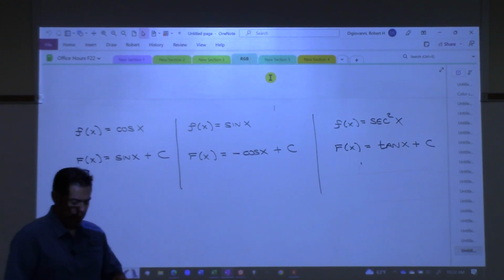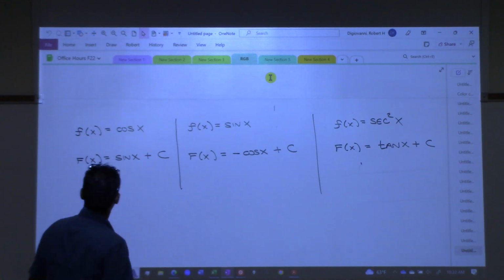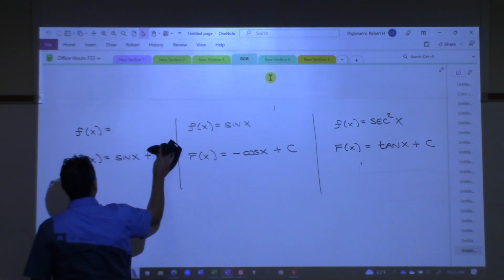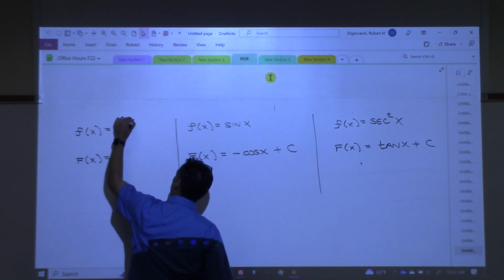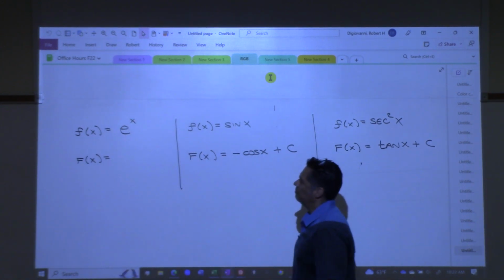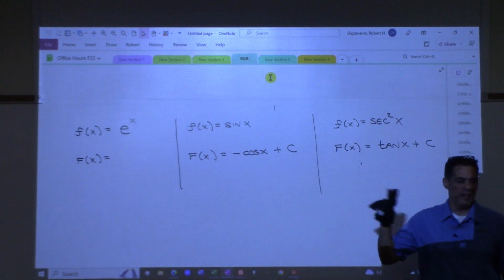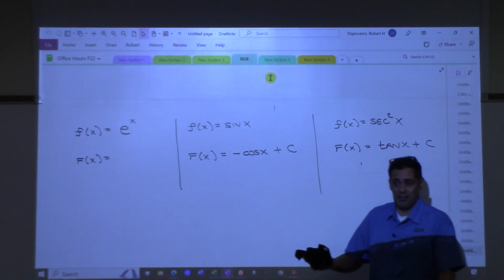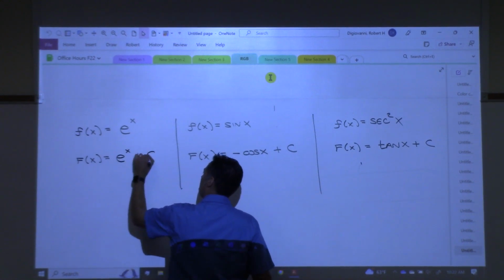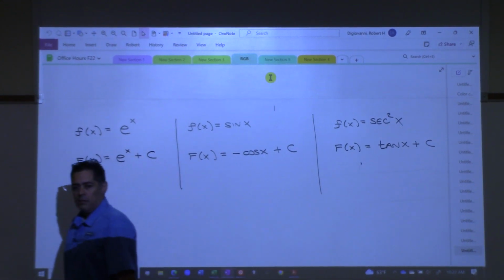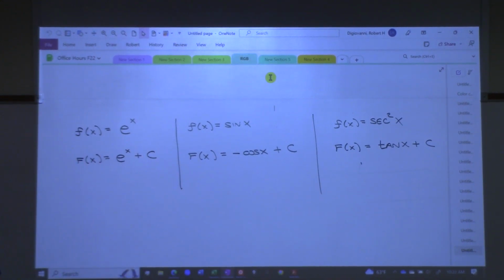All right, let's keep going. I have another one for you. This one's a nice one. What's the antiderivative of e to the x? What do you take the derivative of to get e to the x? E to the x plus c. Again, that's your knowledge of Cal 1, right?